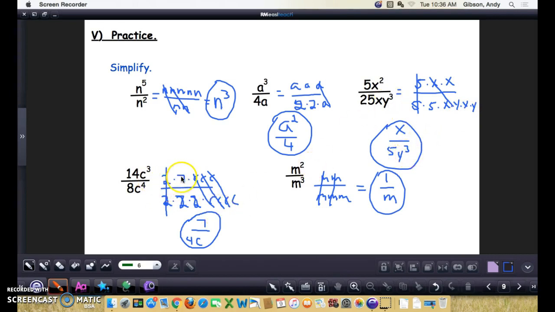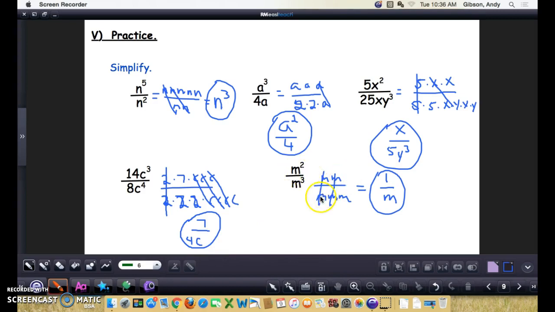Down here, 2 times 7 times c times c times c over 2 times 2 times 2 times c times c times c times c. One of the 2's can cancel. 3 of the c's can cancel. So up top, I'm left with just a 7. On the bottom, I'm left with 2 times 2 is 4 and 1c.